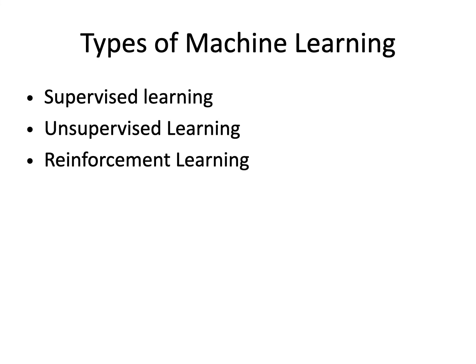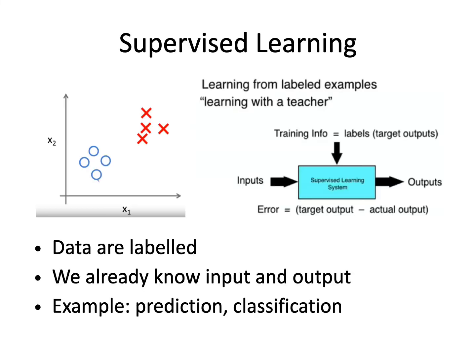So basically, there are three types of machine learning. The first one is supervised learning, the second is unsupervised learning, and the third one is reinforcement learning.